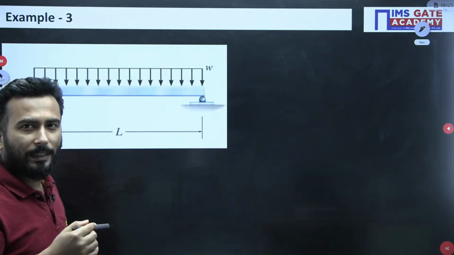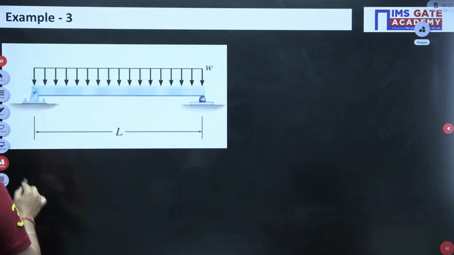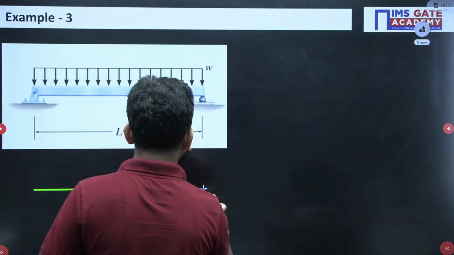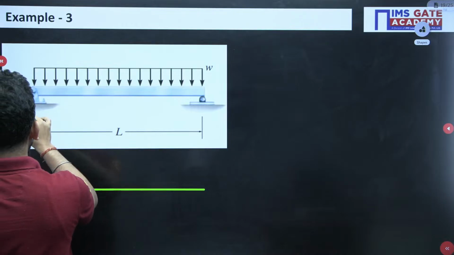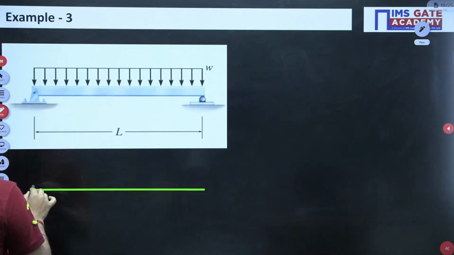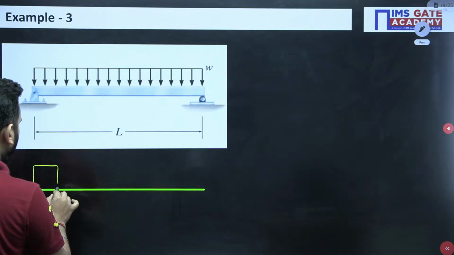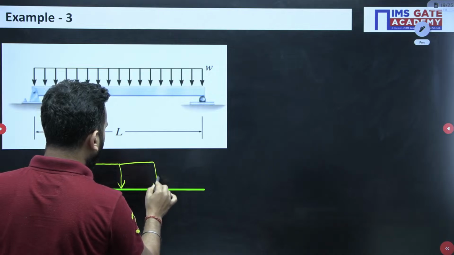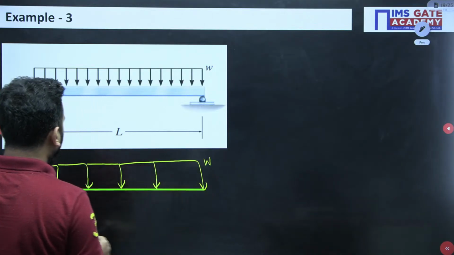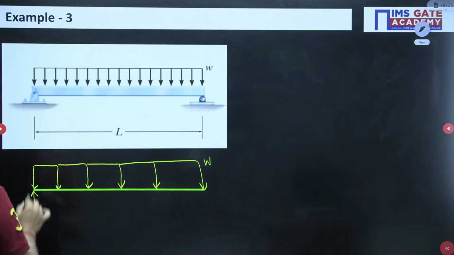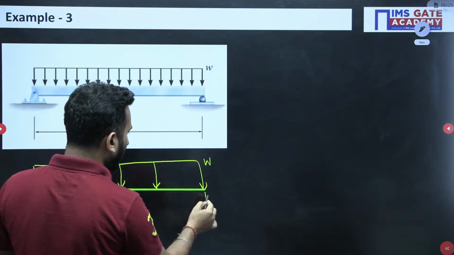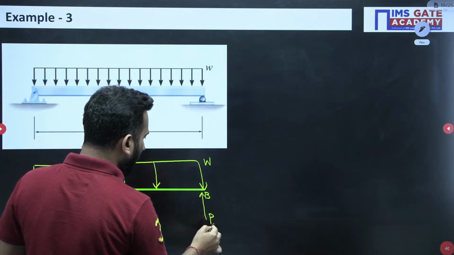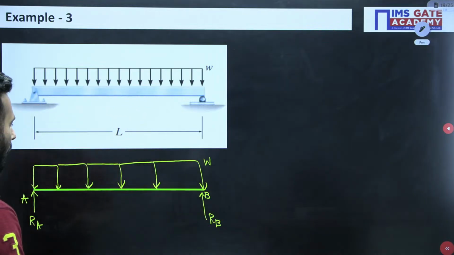So let us now include everything. Okay. So over here you can see that distributed loading is there, whose intensity is W. So obviously reaction, let's say this is A and let's say this is B. So reaction at A is RA and reaction at B is RB. Obviously, the distance is L.